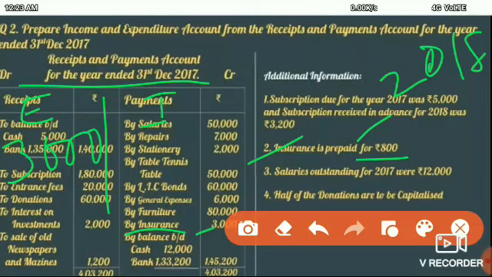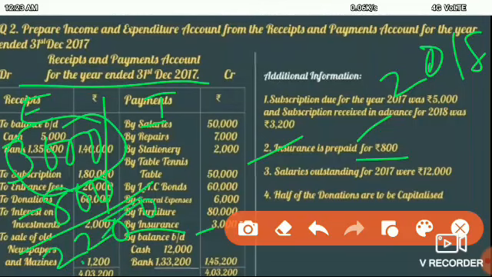So this cannot be shown because this is an advance payment which is made and it is included in this 3,000 rupees. We need to remove this 800 rupees from here so that we can show the actual insurance for the current year. After the deduction we get 2,200. This is the actual insurance for the current year, and we will show this on our expenditure side.